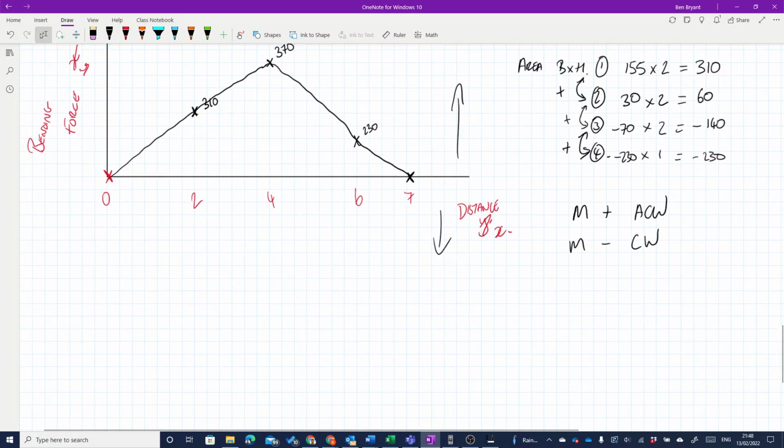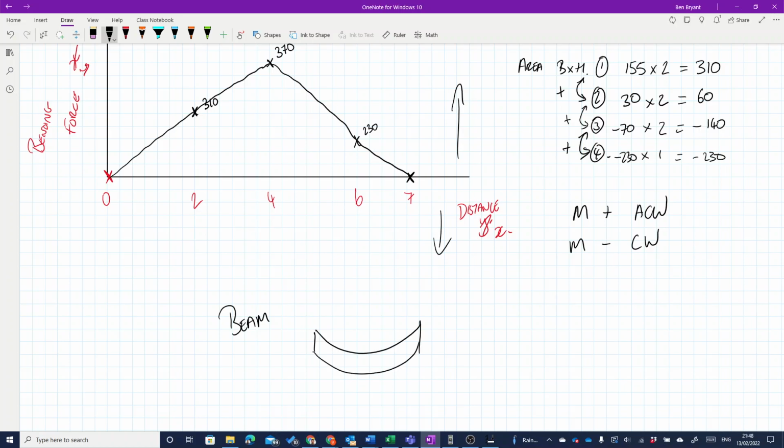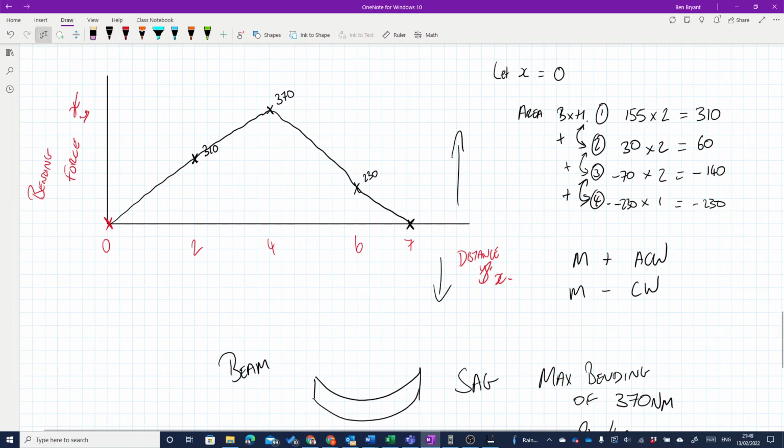Because our beam is in the positive, it's going to be a sag, because it's given us a positive max bending of 370. It won't be kilonewtons, it's actually kilonewton meters of max bending. So that's our maximum bending moment, 370, and that sits at 4 meters. That's how, using a shear force diagram, you can go on to make a bending moment diagram.